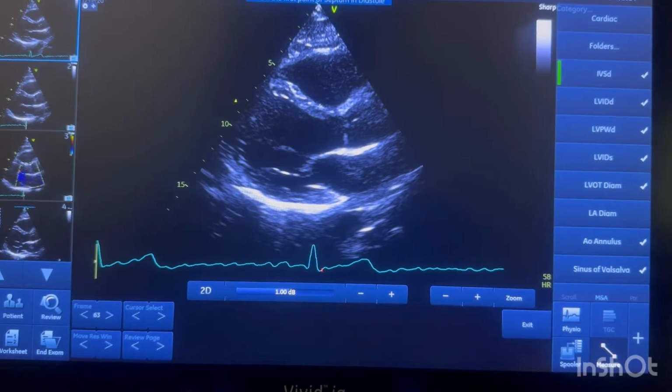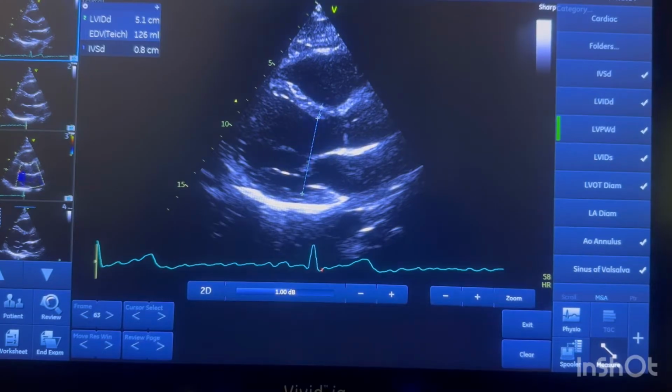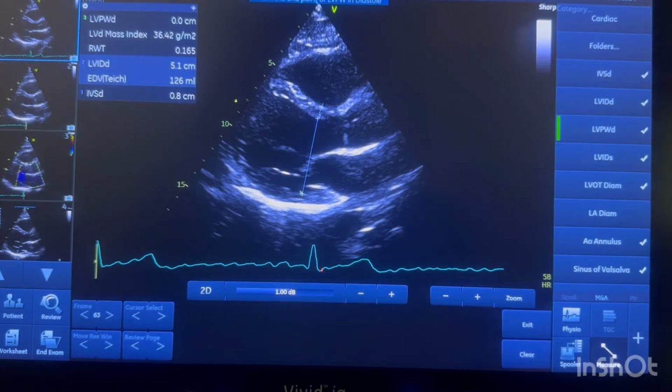Interventricular septum diastole, you measure it from here. You will not measure it this way or this way, you will just go straight down. Then the next one is left ventricular internal dimension diastole. You take it and go downwards till your posterior wall here. Then left ventricular posterior wall diastole, you take it there. So that's your measurement of the left ventricle diastolic measurements.